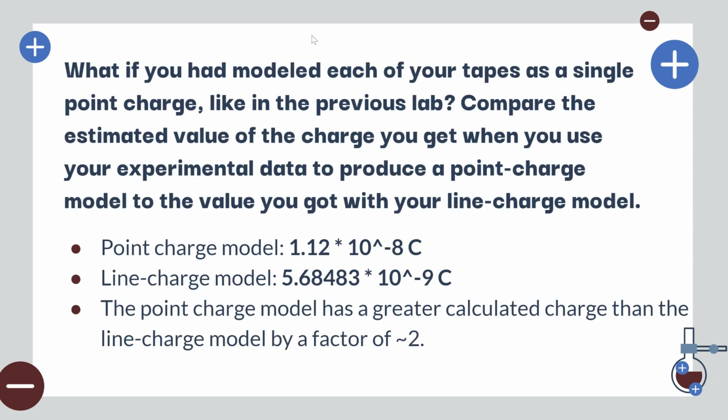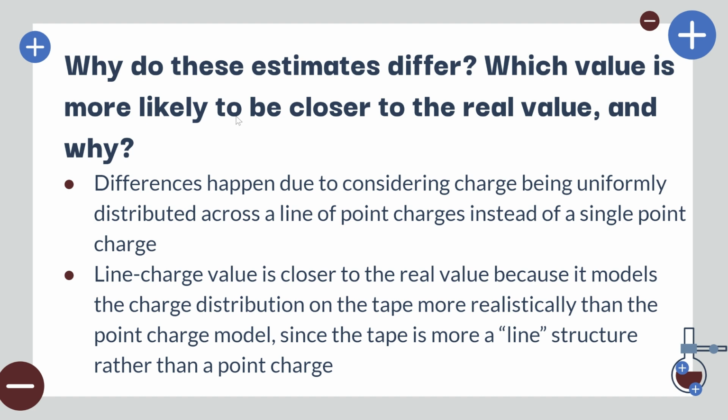What if you had modeled each of your tapes as a single point charge, and then compared these values to the values that we got with the line charge model? Using the point charge model, the charge that we found was about 1.2 times 10 to the minus 8 coulombs. Using the line charge model, the charge was 5.68483 times 10 to the minus 9 coulombs. So the point charge model actually had a greater calculated charge than the line charge model by a factor of about 2. Why do these estimates differ? Which value is likely to be closer to the real value, and why?